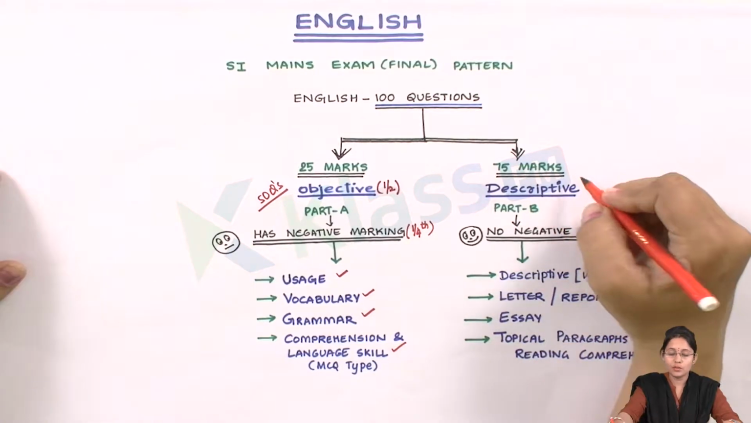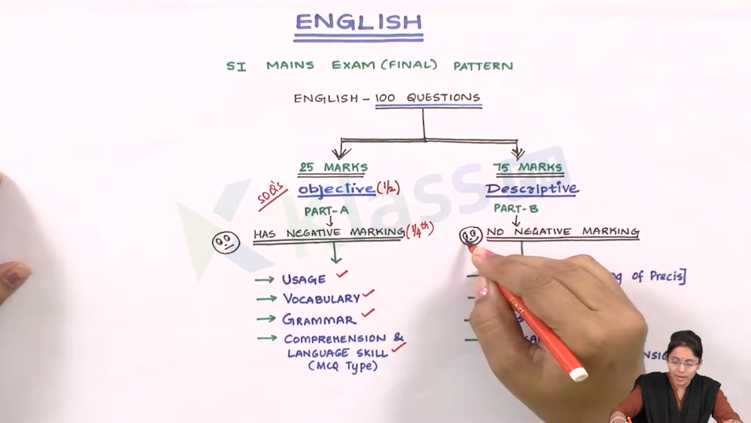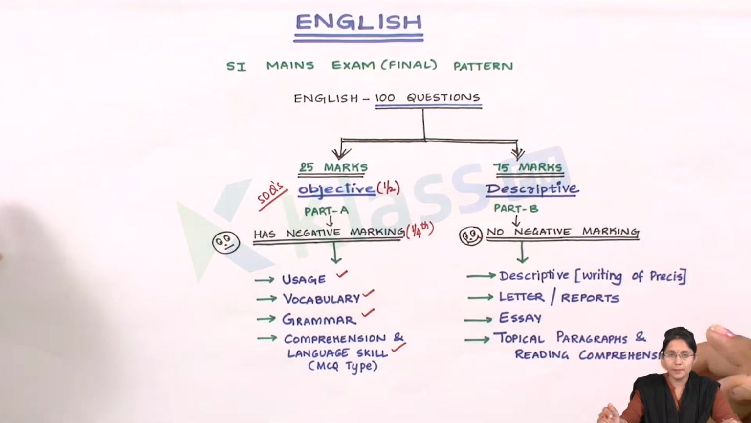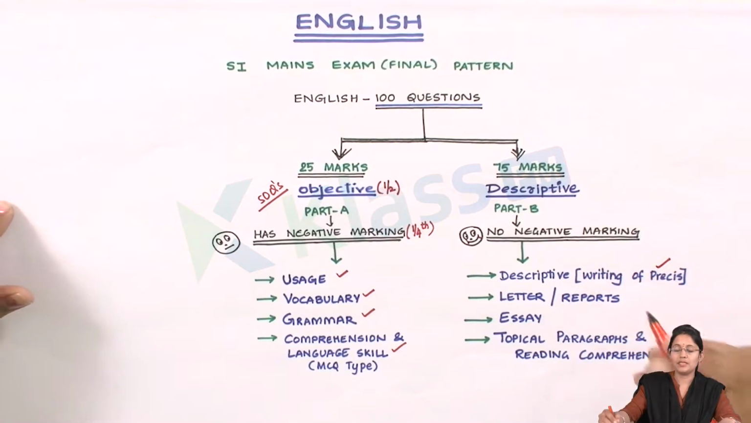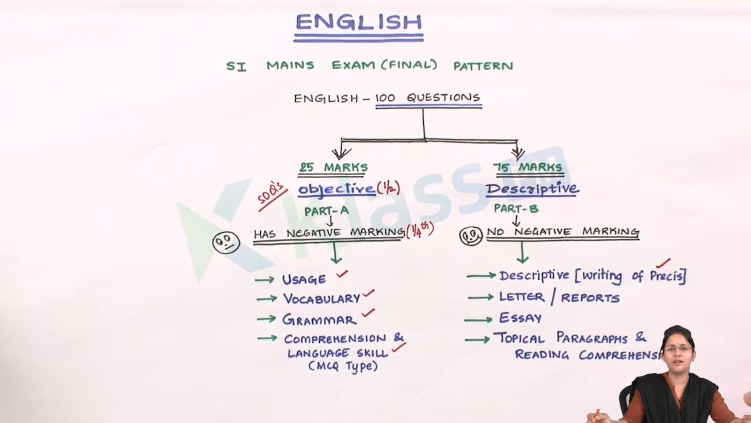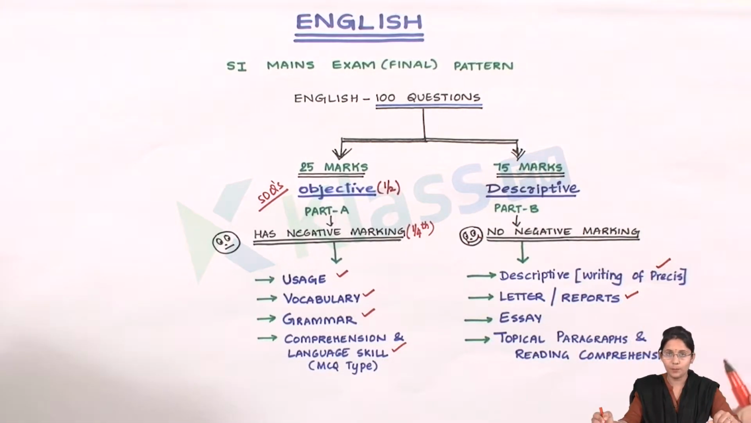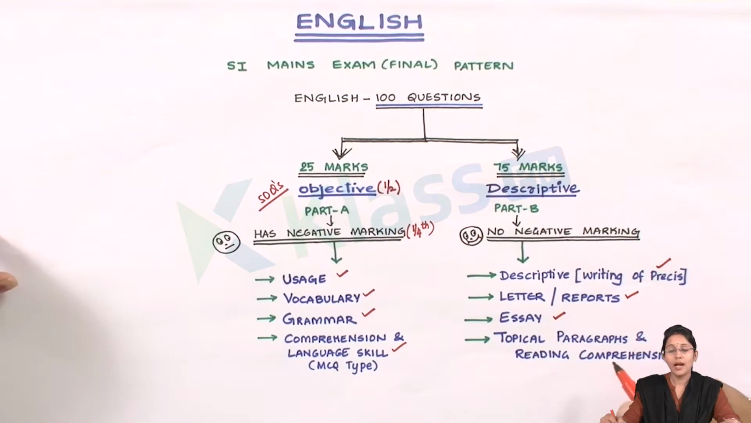Okay, part B is also known as descriptive, and let me tell you, there is no negative marking. Please feel happy for that. You can attempt any number of questions, no problem in that. And in this we have descriptive, like precise writing, maybe writing a paragraph, writing an essay. Okay, so writing will be there, precise writing will be there. Then writing a letter or reports, that is another thing. Then we also have essay writing, and then we have topical paragraphs and reading comprehension.